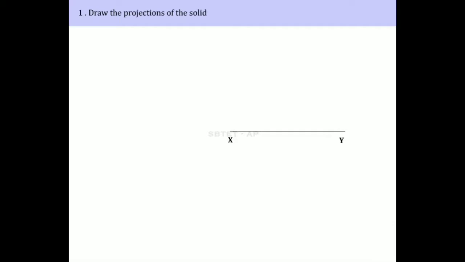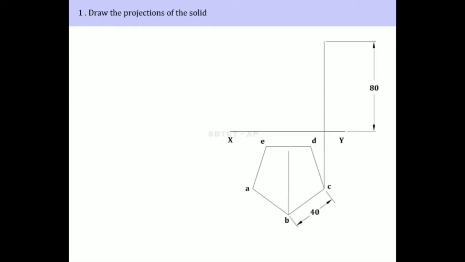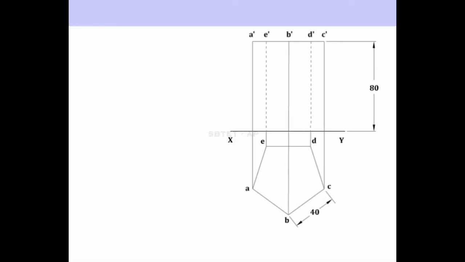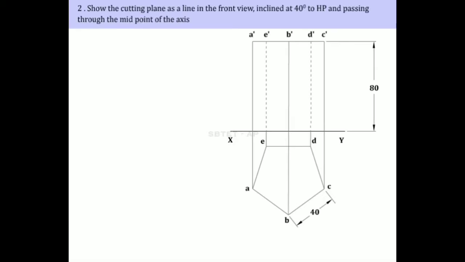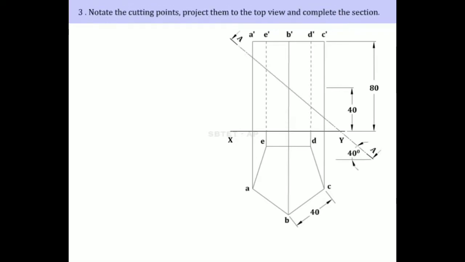Draw the projections of the solid as per the given position. Show the cutting plane as a line in the front view such that it is inclined at 40 degrees to the HP and passing through the midpoint of the axis. Give notations to the various cutting points, project them to the top view and complete the section.